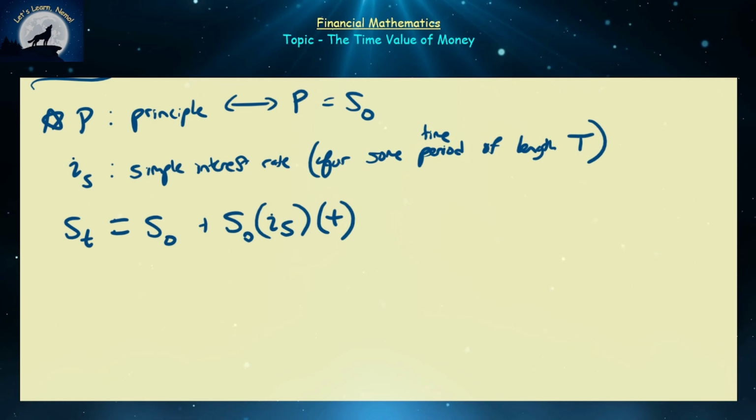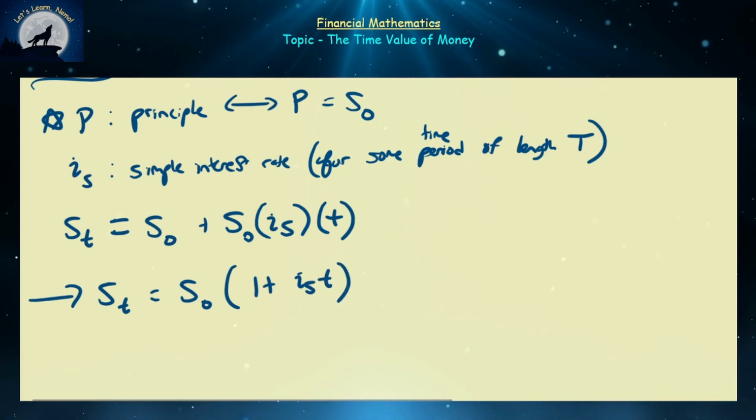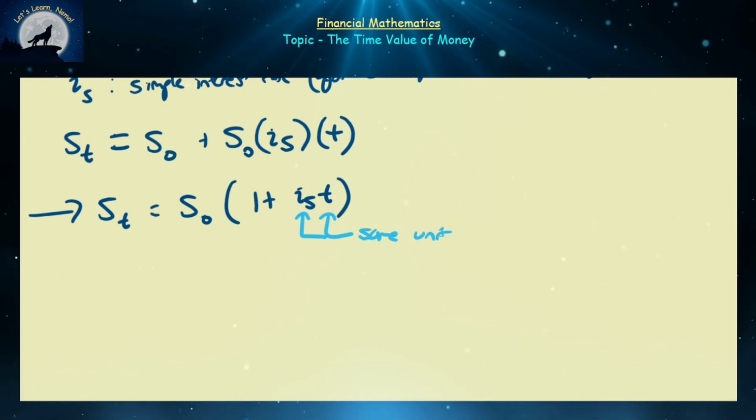And keep in mind, i_s is in terms of capital T, and little t should be in the same exact unit. So notice that S_0 is a common factor for this particular expression. So we're going to have S_T is equal to S_0 times 1 plus i_s times t. All right? So again, t is the amount of time that has passed, and i_s is the simple interest rate for some period. And keep in mind, they have to be the same unit. So if you're borrowing in terms of months, i_s should be in terms of months. If you're borrowing in terms of years, i_s should be in terms of years as well.